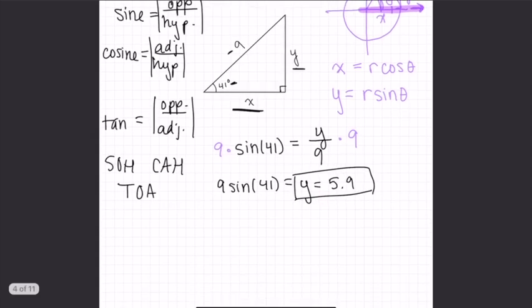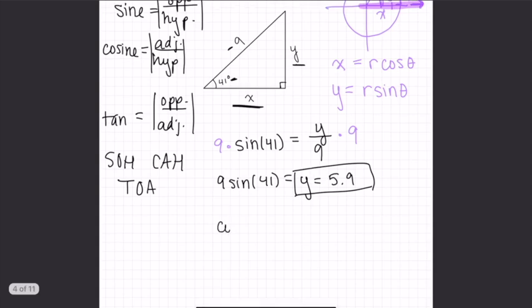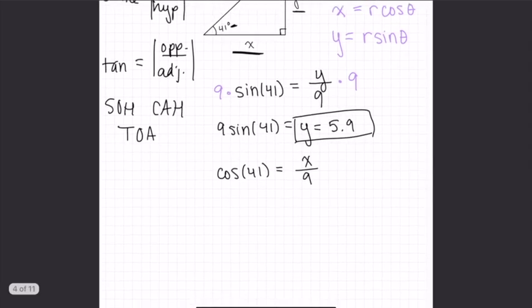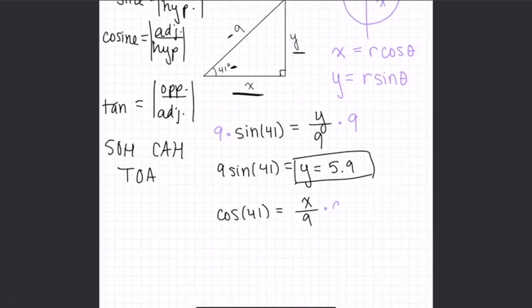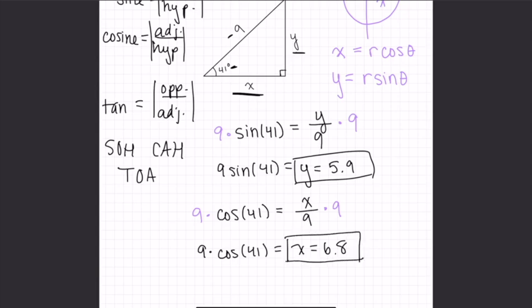And then I'll set up something similar for the x component. So for the x, that's the adjacent side. I'm going to use cosine 41 equals adjacent, which is x, over the hypotenuse, which is 9. And then I'll again multiply each side by 9. So we'll get 9 times cosine 41 equals x, and 9 times cosine 41 degrees is equal to 6.8. And those are our answers.